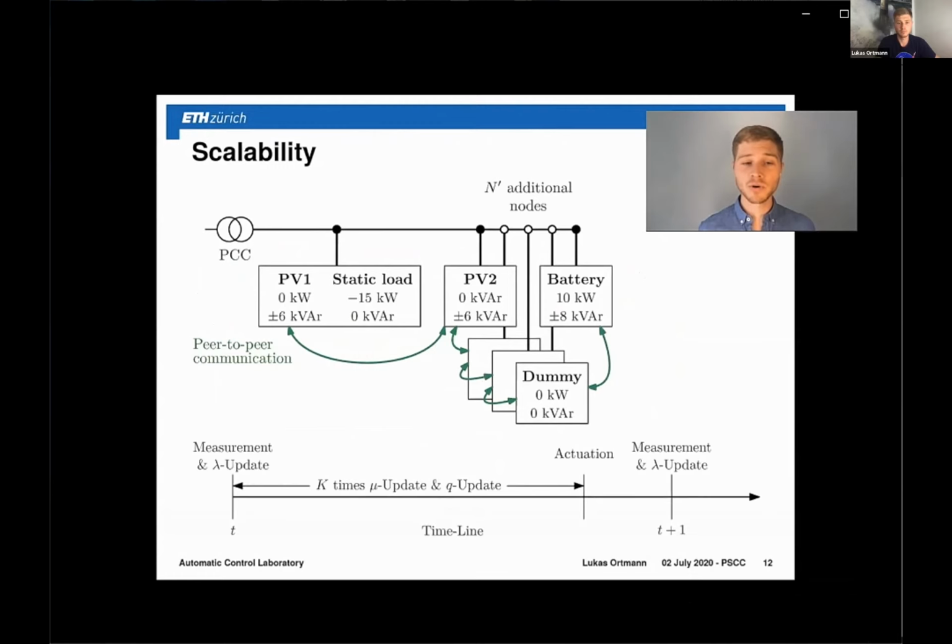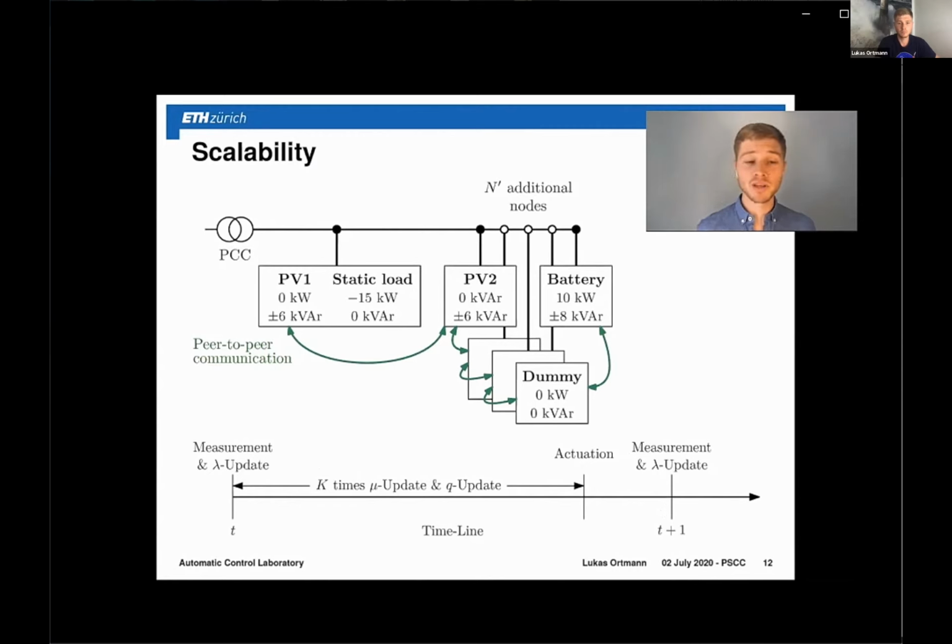So let's first recall how this algorithm works. First, we have a measurement and a lambda update, and then we do k times these q and mu iterations back and forth. Then we do an actuation, and then we start over again. We're now going to ask ourselves whether we need more of these iterations k if we add dummy nodes, so will k need to be larger? And also what happens to t plus 1? Will it take more of these measurement to actuation to measurement steps until we converge to the voltage band?